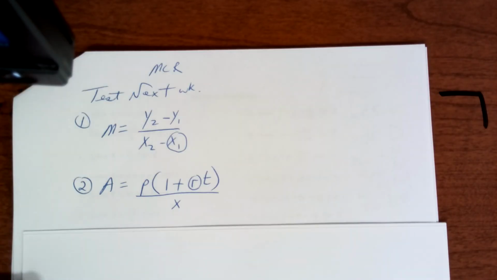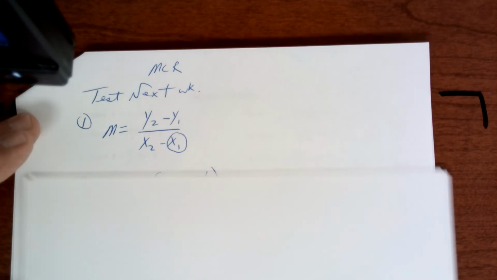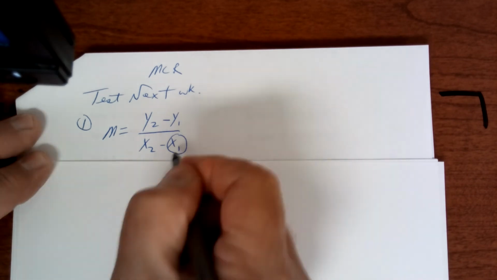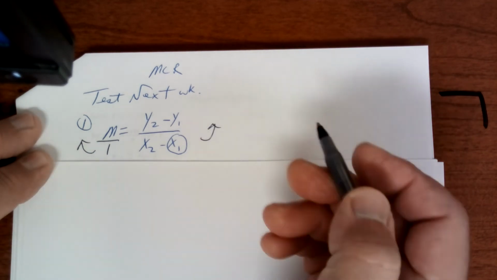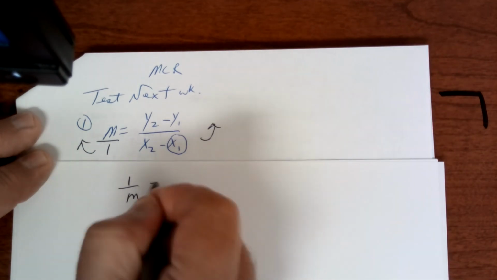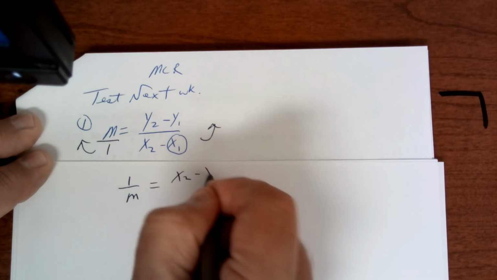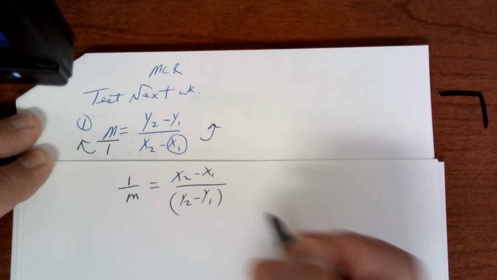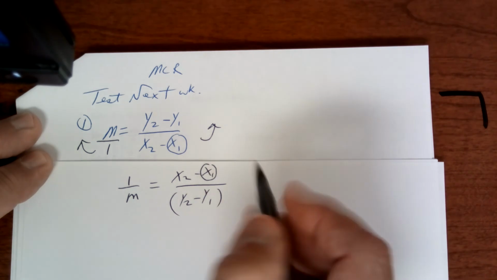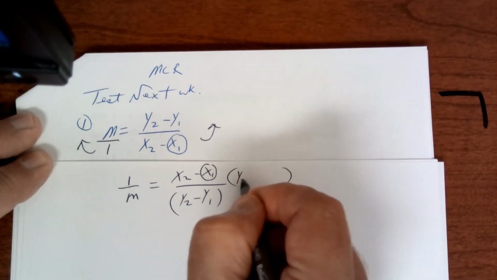So this one right here, you're trying to get x by itself, but notice that x is on the bottom. So put a 1 here and then flip both of these. So put 1 over m equals x2 minus x1 over y2 minus y1. And that stands for slope here. So what you're going to do is multiply both sides by y2 minus y1.